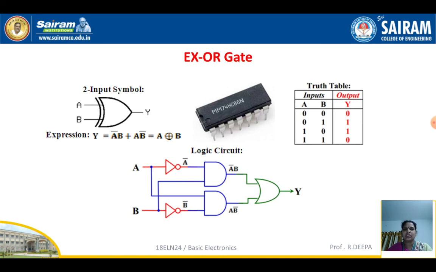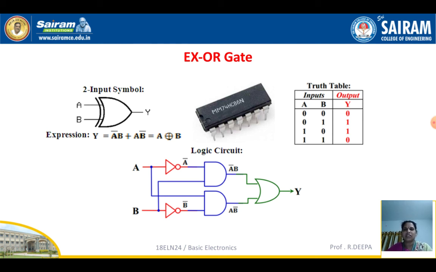Next, it is the IC chip of the XOR gate, and the truth table says that if only one of the inputs is 1, the output will be 1. That is, when both the inputs are the same, output is going to be 0. So in other words, if both the inputs are the same, output will be 0, otherwise it is going to be 1.